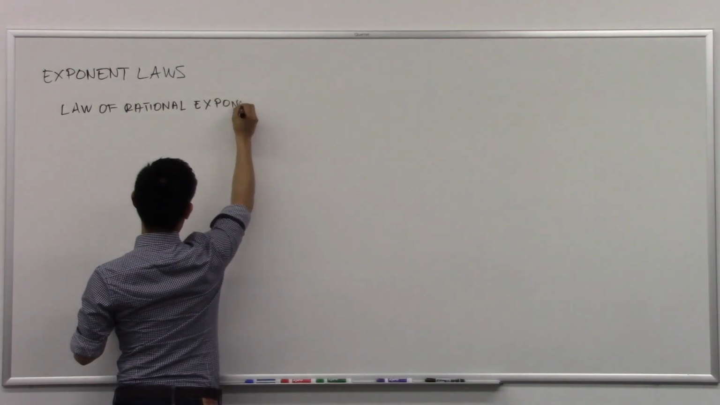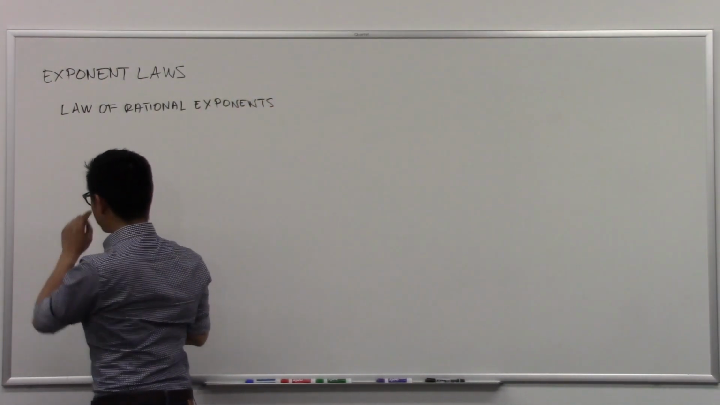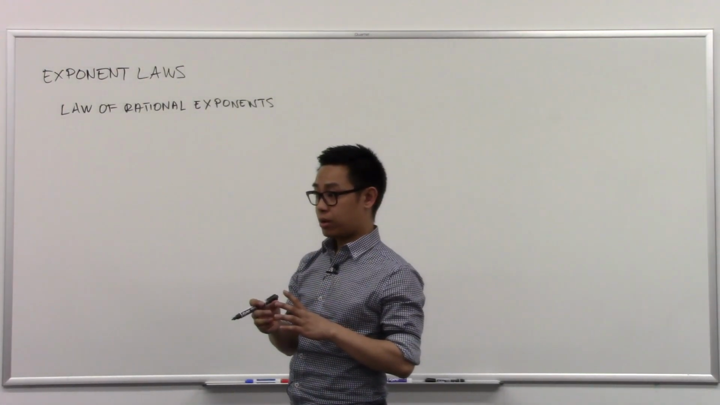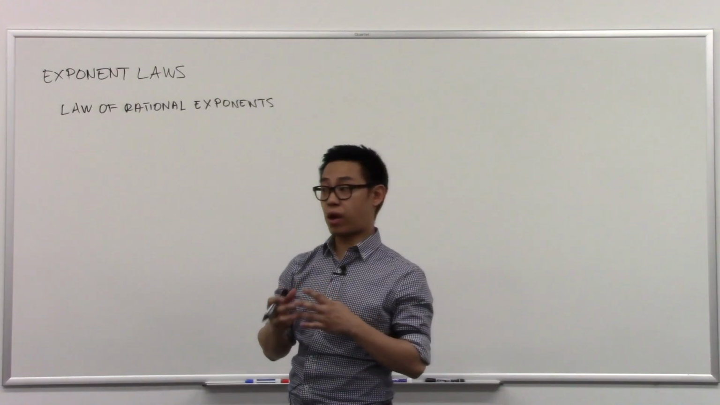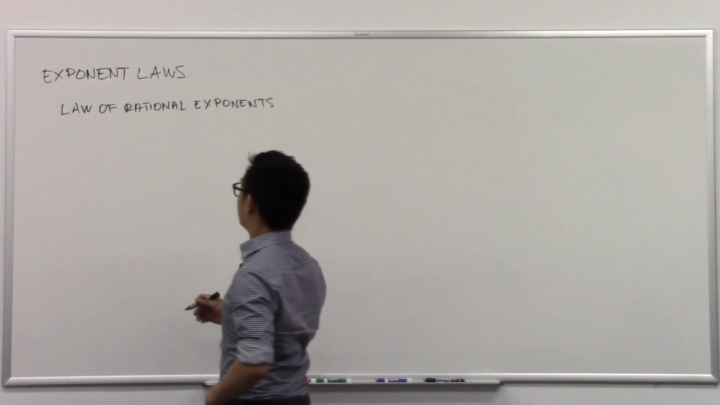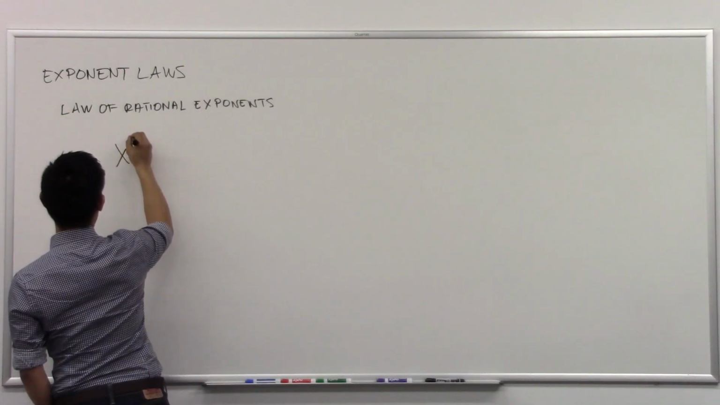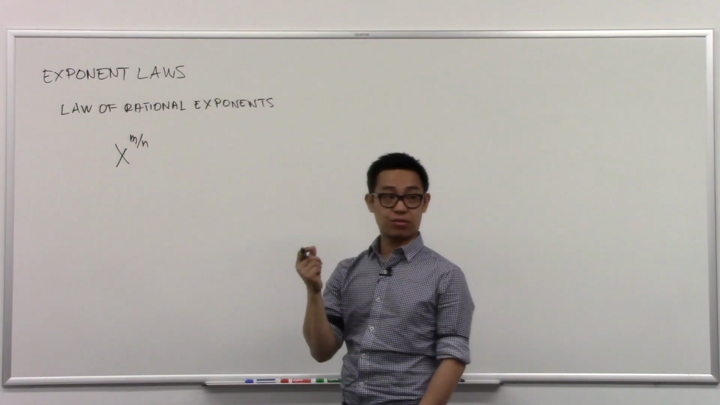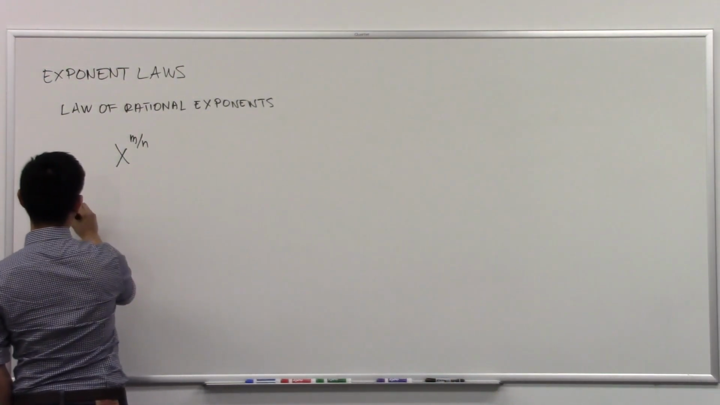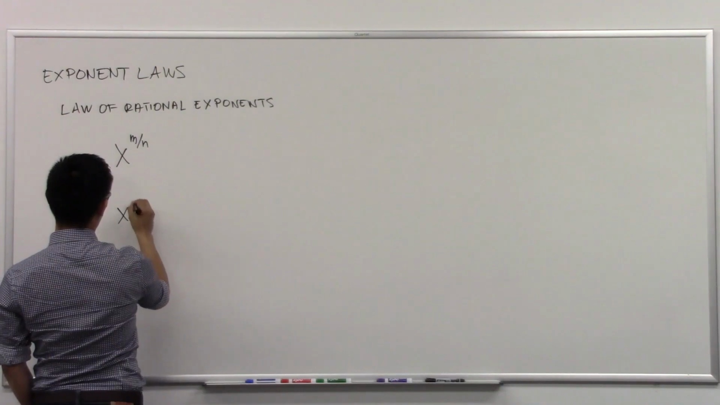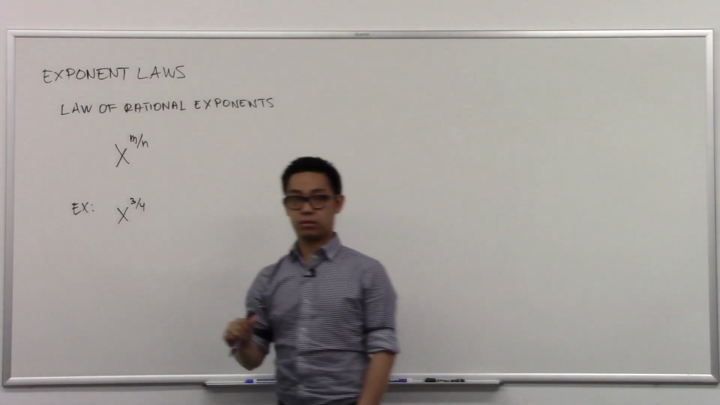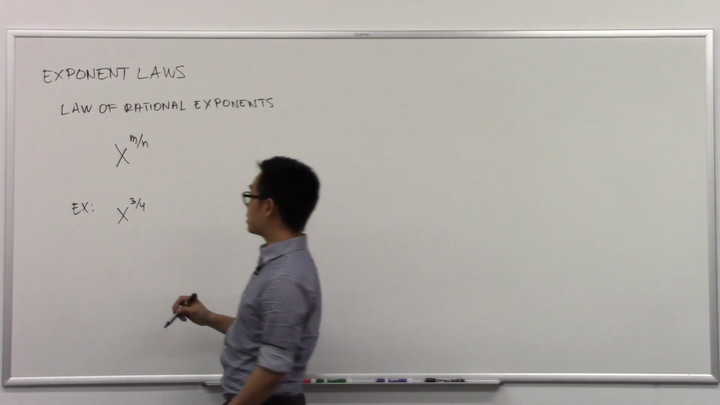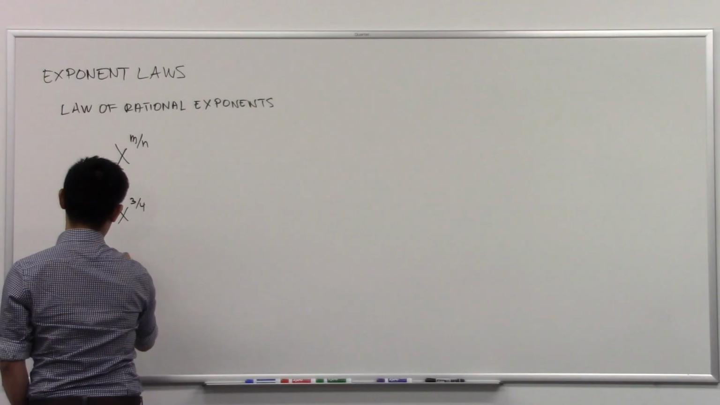So the law of rational exponents, this is the one new thing in grade 11, because that was all supposed to be review. So law of rational exponents. Rational means that your number or your exponent is a fraction. Okay? So it'll look like something like x to the m over n. So your exponent is a fraction. If I had an example of that, it would be like x to the 3 over 4. This is called rational exponent form.